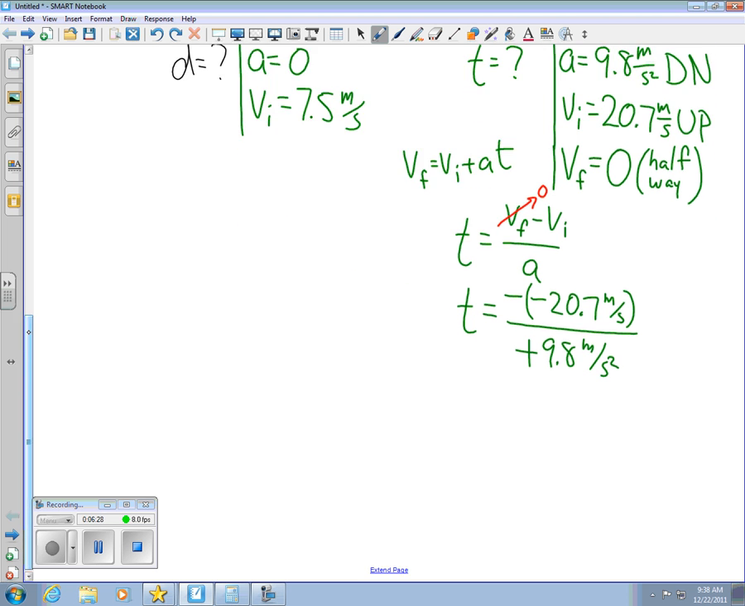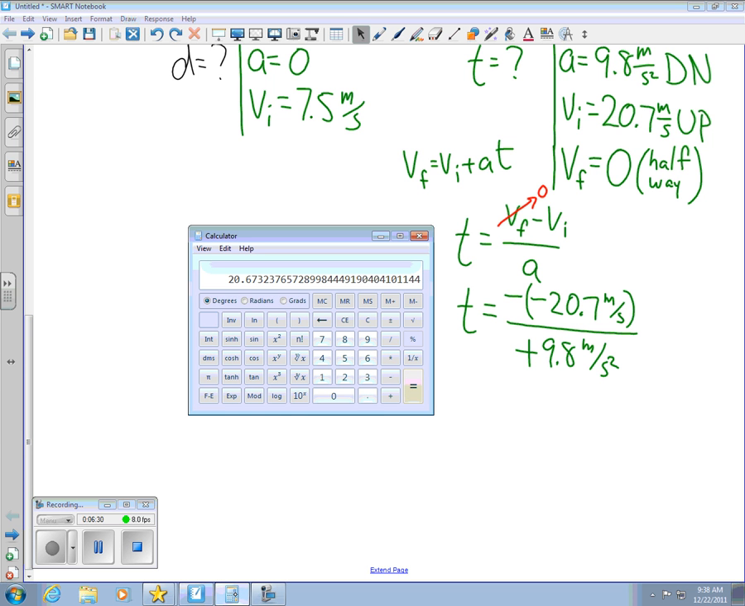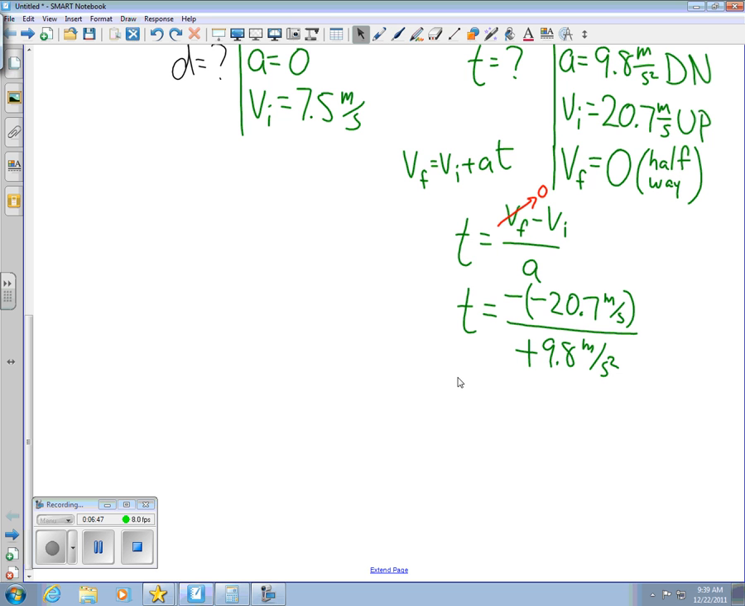And I can now calculate that. Get my calculator back out here. Now on the top I have minus a negative, and so that's going to be positive 20.7 divided by positive 9.8. That's going to give me a positive amount of time, and it is 2.1 seconds. Oops, T is 2.1 seconds. Now that, I remind myself, is to the halfway point, or the tippy top.